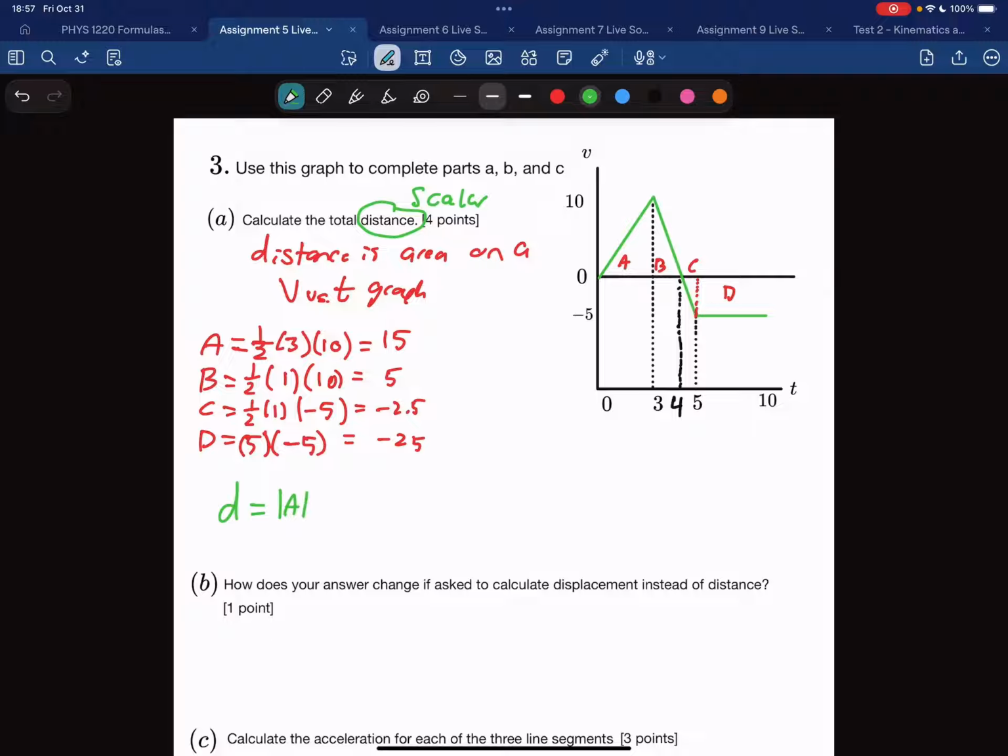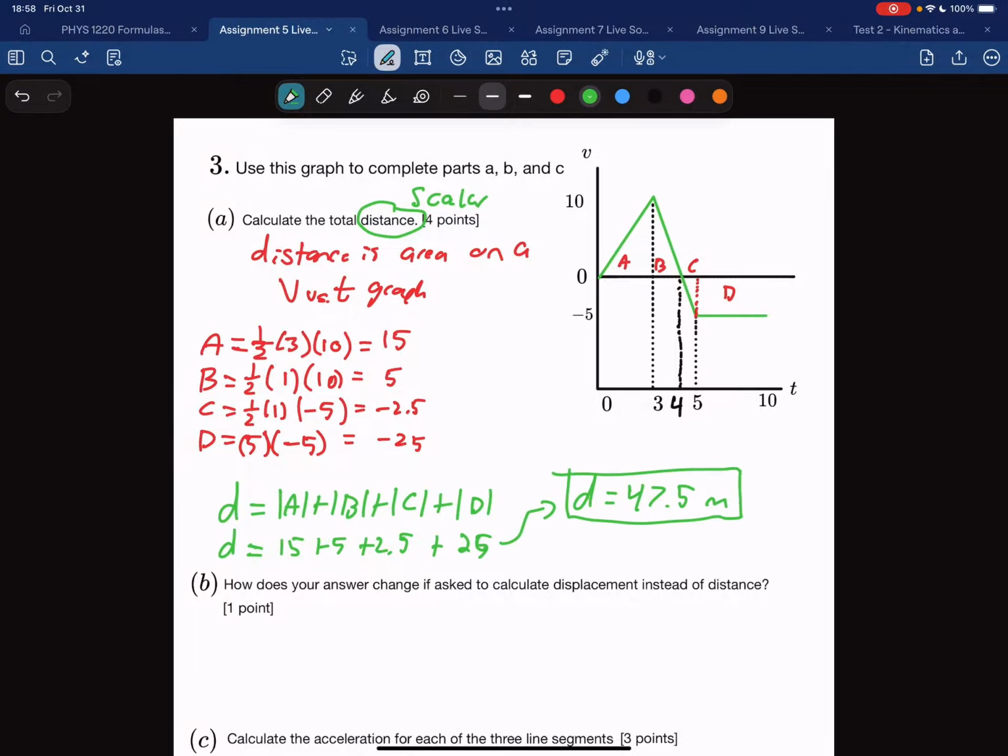So it's going to be the absolute value of A plus the absolute value of B plus the absolute value of C plus, you guessed it, the absolute value of D. So all of these, it's going to be 15 plus 5 plus 2.5 plus 25. And that's going to give us a total distance of 47.5 meters. Done.